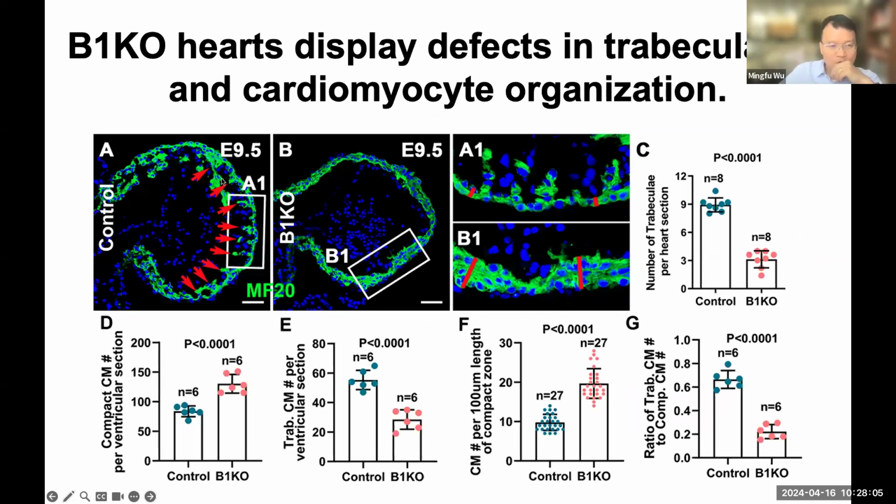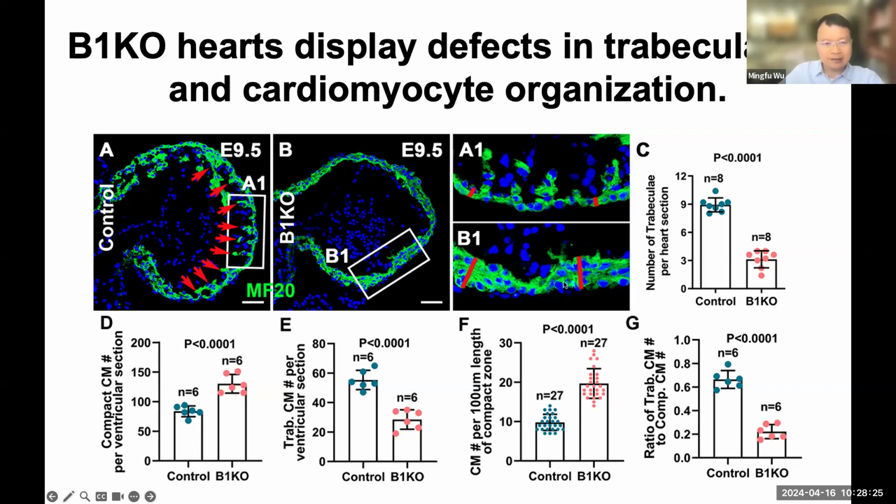So here shows a control. You can see the trabeculation indicated by the individual red arrows. But in the knockout, you can see the trabecular units are missing, or the number is reduced. Here shows quantification. That is, the number of trabeculae per heart section was significantly reduced.